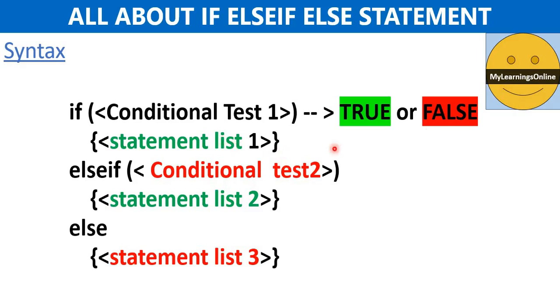If test1 is false, PowerShell evaluates the condition specified by the test2 conditional statement. If test2 is true, statement list 2 is executed and PowerShell exits the if statement. If both test1 and test2 evaluate to false, statement list 3 is executed and PowerShell exits the if statement.